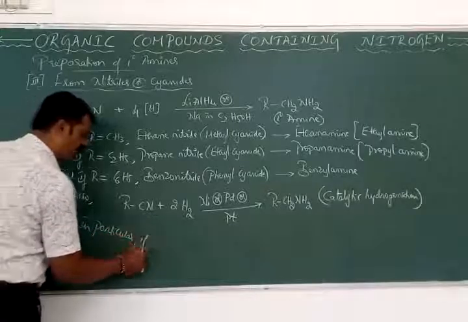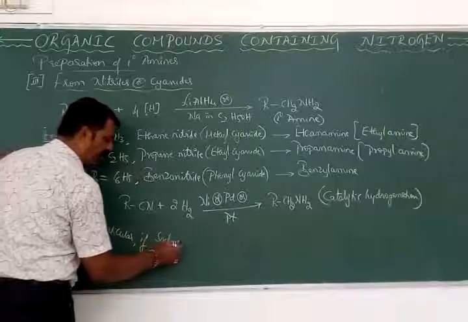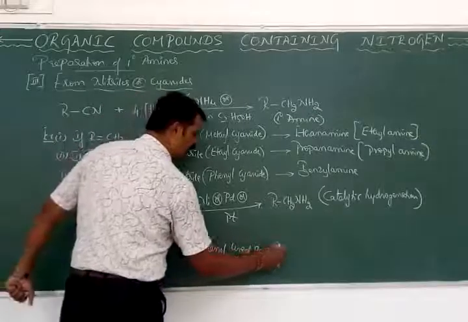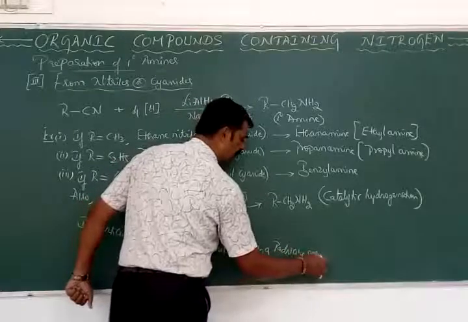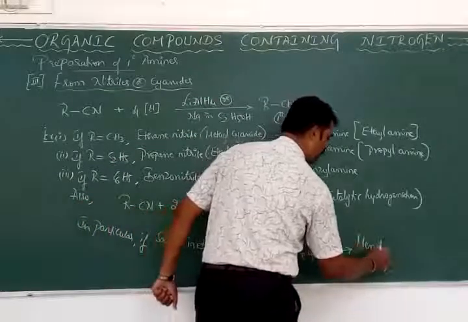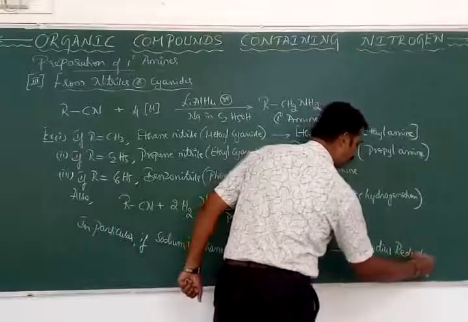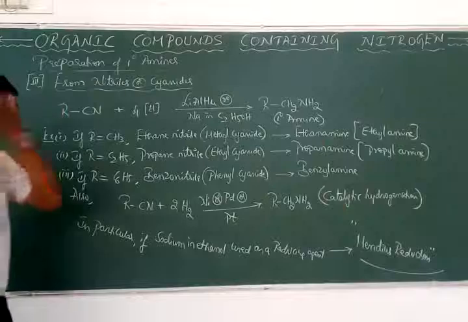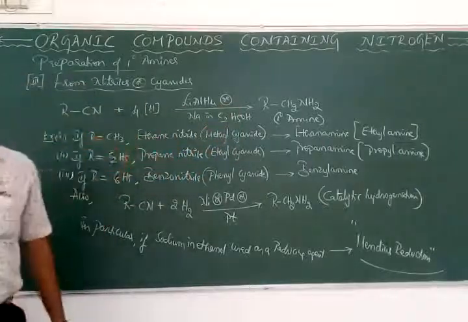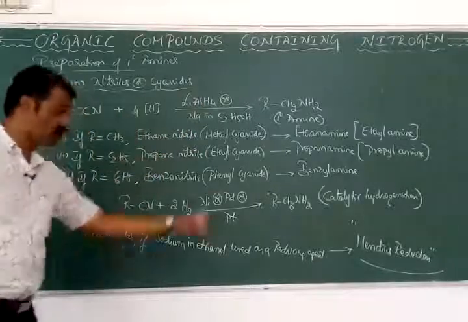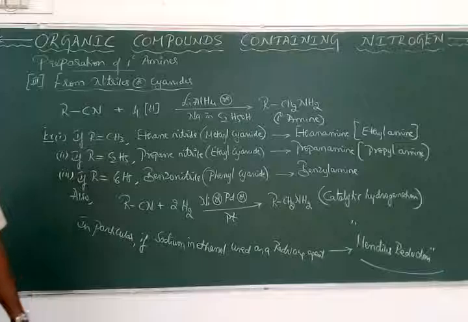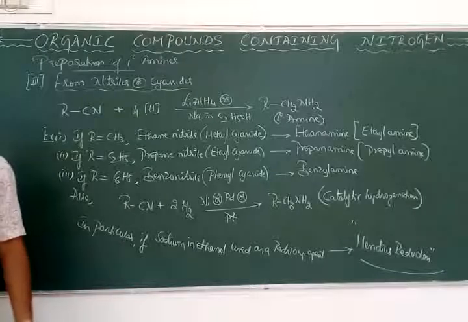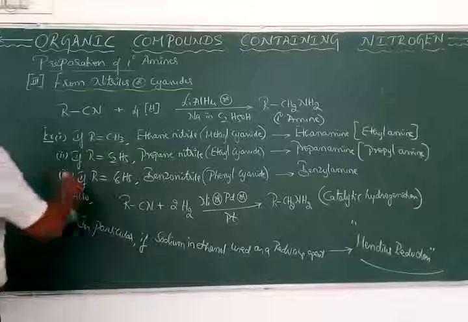In particular, if sodium in ethanol is used as a reducing agent, the name of that reduction is Mendius reduction. When? If I use sodium in ethyl alcohol as a reducing agent. Therefore, the reduction of cyanides to the respective primary amines is called the Mendius reduction. Okay, so this is about the preparation of primary amines starting from nitriles. Next, we will have the fourth one, from acid amides.